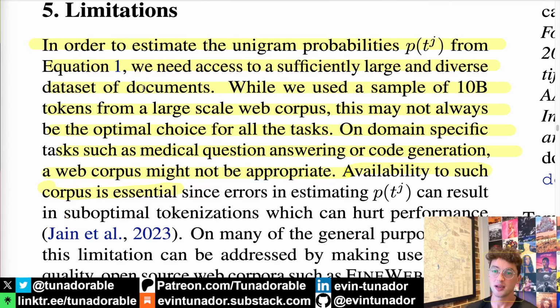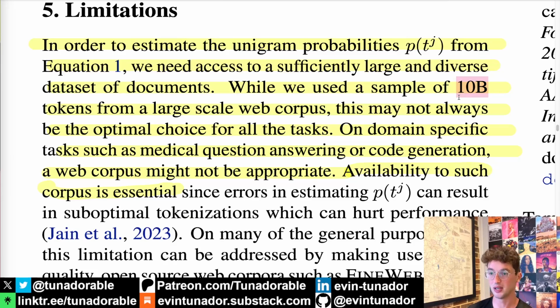Now, limitations, of course. The difficult part of this method is to get that first unigram model to help you make your actual different tokenizations. You need access to a sufficiently large and diverse data set of documents that is potentially even separate from your actual language modeling corpus, although you probably want to use the same one. And the fact that you have to train an entirely separate model to do this kind of sucks. To be fair, obviously unigram models are very tiny and computationally cheap, but still you do have to dedicate some time beforehand to training a separate model. And they used a full 10 billion tokens here to make that work.